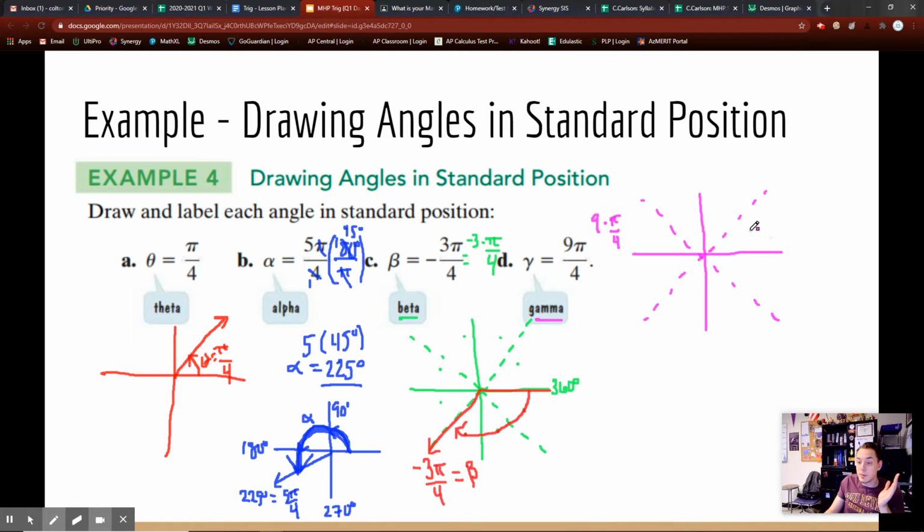So since it's positive, I'm going to count 1 pi over 4, 2 pi over 4, 3 pi over 4, 4 pi over 4, 5 pi over 4, 6 pi over 4, 7 pi over 4, 8 pi over 4, 9 pi over 4 again. So what will this look like? This is my terminal side, but that means gamma goes all the way around. This right here is what we call gamma, and this equals 9 pi over 4. That's what it looks like in standard position.